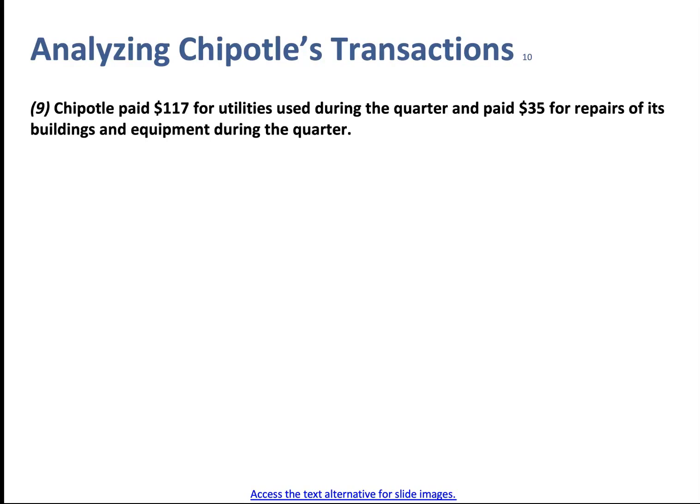Now, when we spend resources, we look at, first of all, whether it belongs to the current quarter, right? It does. It's during the quarter and during the quarter, so it belongs to this quarter. Do we use it to generate revenue? Yes, because if you don't pay utilities, you won't be able to use utilities to generate your revenue. If you don't repair the buildings and equipment, your operation won't be functioning. So these are resources spent to generate revenue, so they both are expenses for the current quarter.